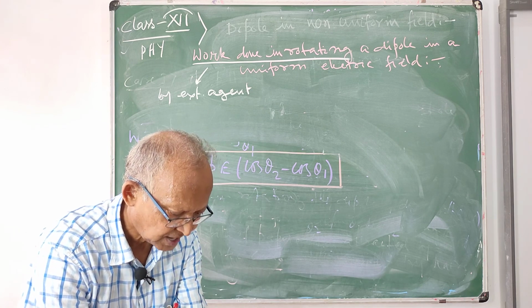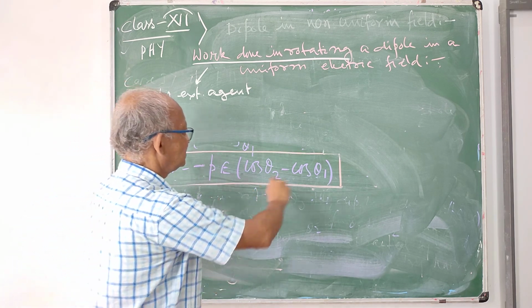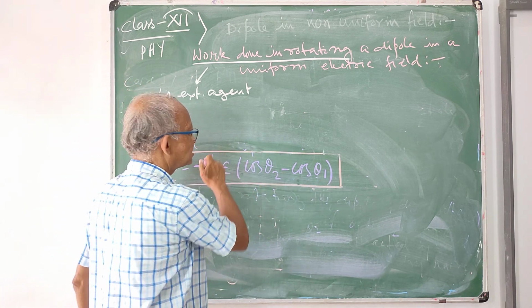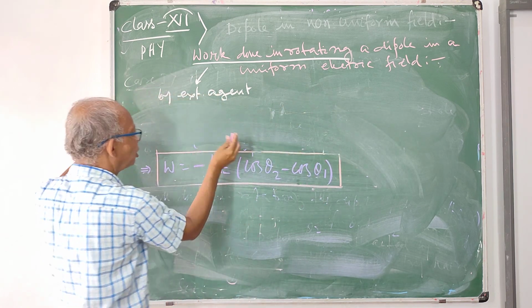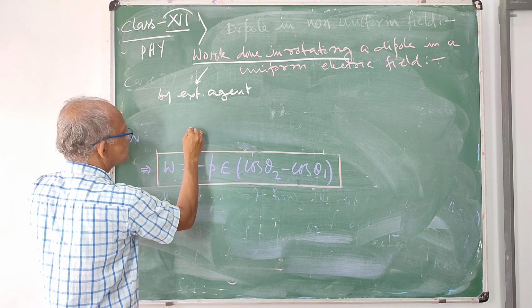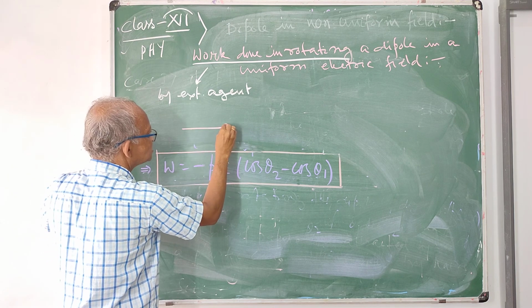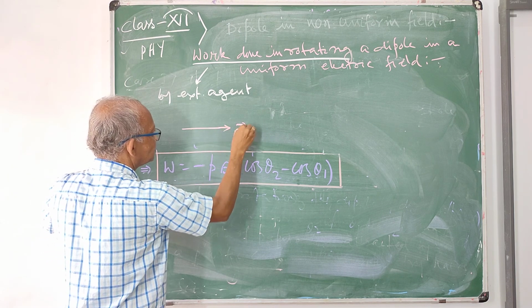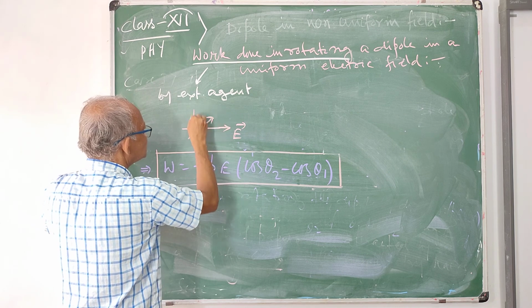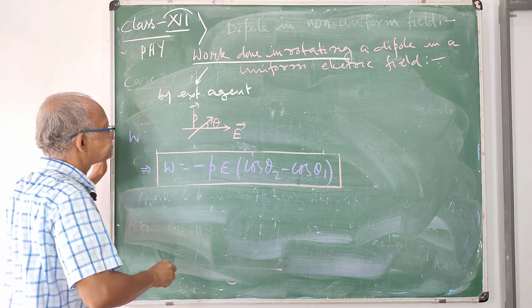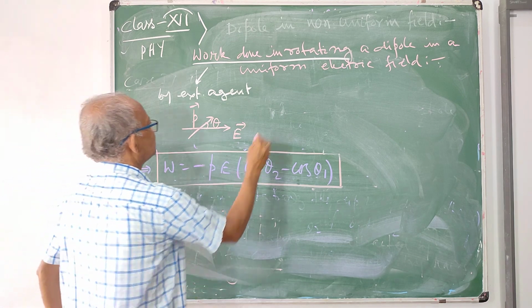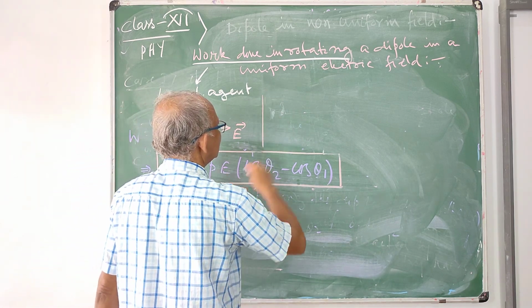So try to understand with the help of a figure. We check this result in a small figure, try to remember this later. So I am saying this is E and this is P, making an angle theta. Okay? So this is the first step.